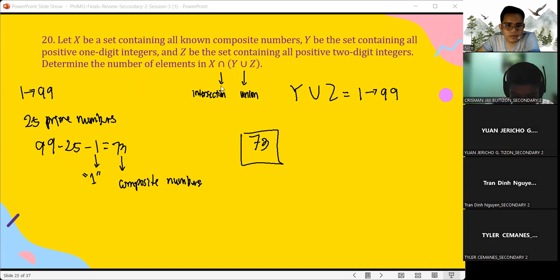X here is the composite numbers. How many composite numbers are there? There are 25 prime numbers. So 99 minus 25 minus 1 because 1 is not included. That's 73 composite. It's just the intersection lang. So from 1 to 99, what is the common between them? So the 73 numbers. 73 is the answer.